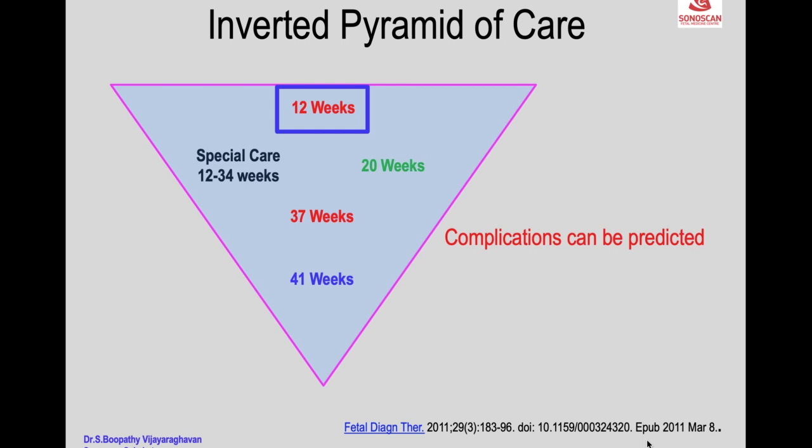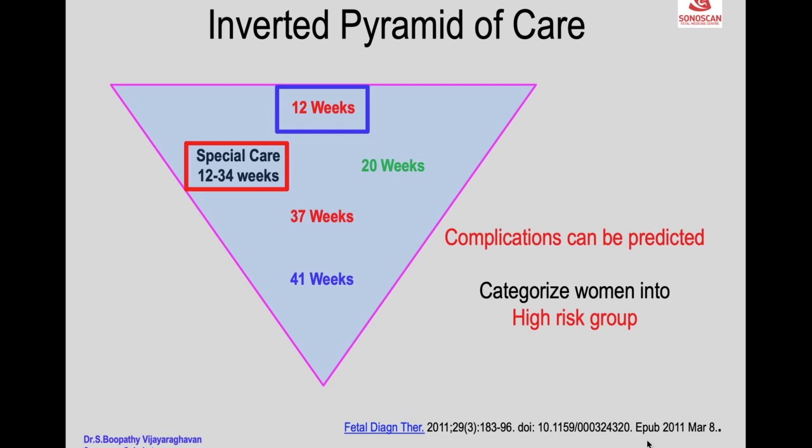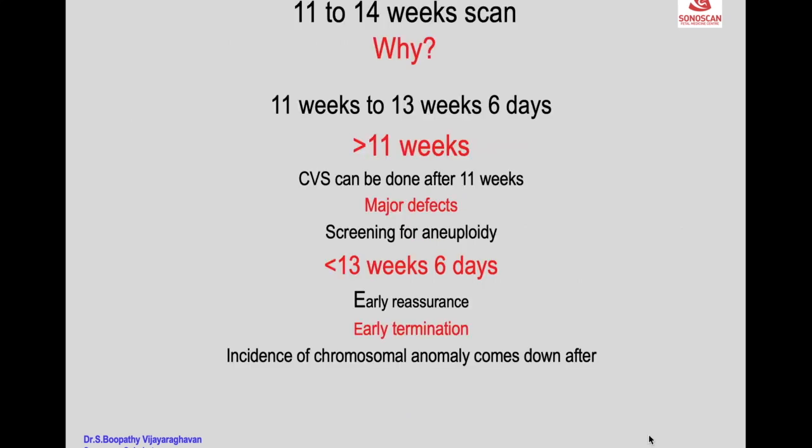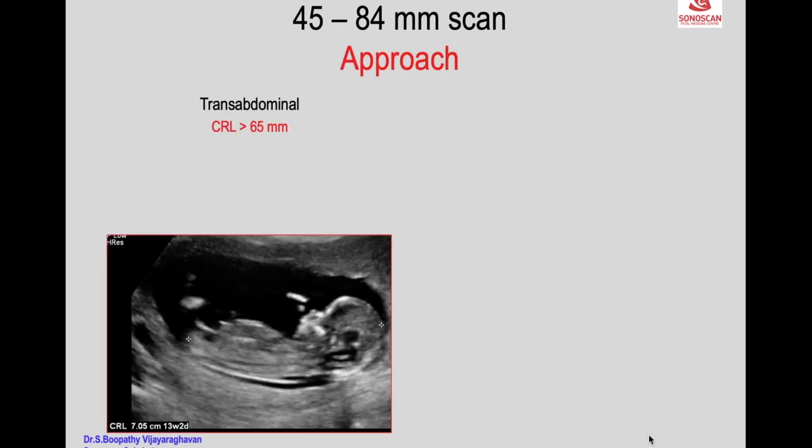Depending upon that, you categorize pregnant women into a high risk group, if anomaly is detected. The incidence of chromosomal anomaly naturally comes down after 13 weeks and 6 days, and measurement of the crown rump length becomes difficult after this period because the fetus moves from horizontal to vertical position. So that is why the scan is done between 45 to 84 millimeter of crown rump length.